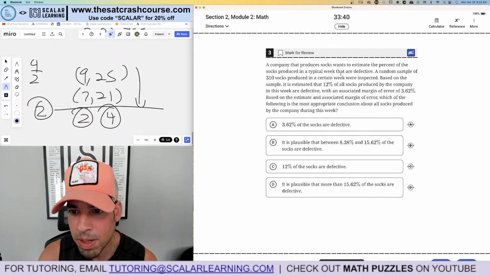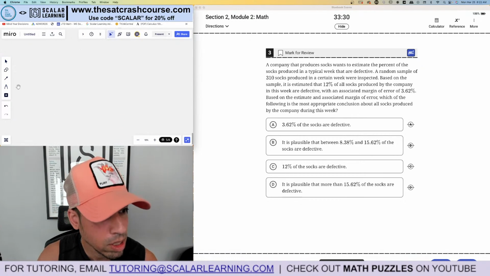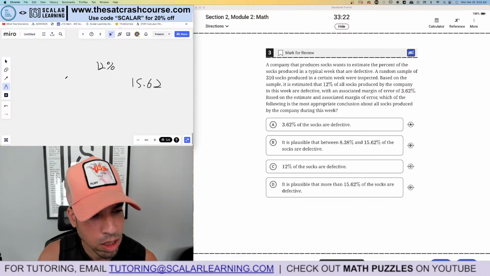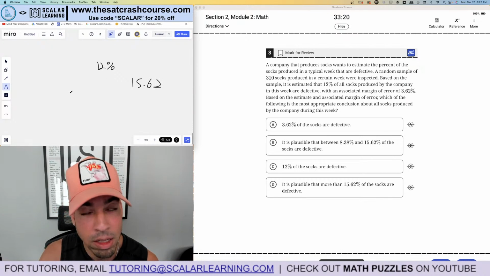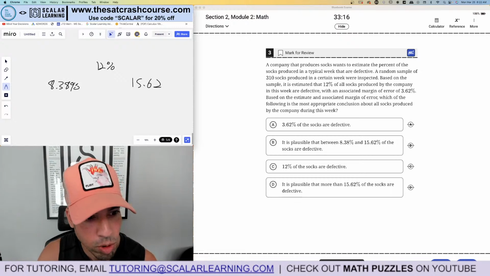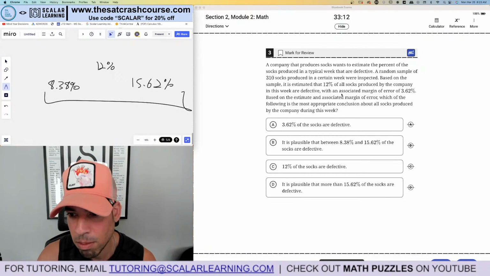All right. Number 3. A company that produces socks wants to estimate the percent of socks in a typical week. A random sample of 310 socks during a certain week were inspected. During this, it's estimated 12% of all socks. Okay, margin of error. So as soon as I see margin of error, I'm going to add it and subtract it. So that means 12%. On the high end, we've got 15.62%. On the low end, we've got 8.38, right? You can use a calculator if you need it. 8.38%. Okay, so this is the acceptable zone based on that margin of error.